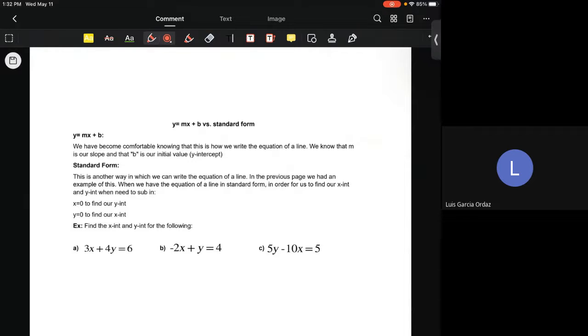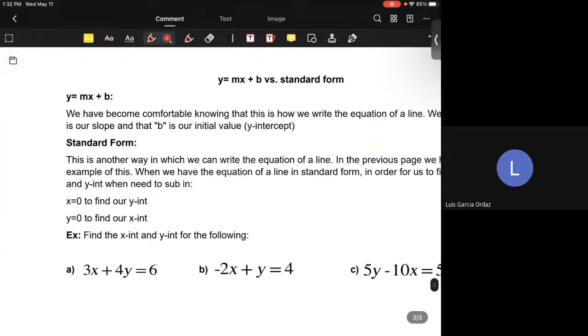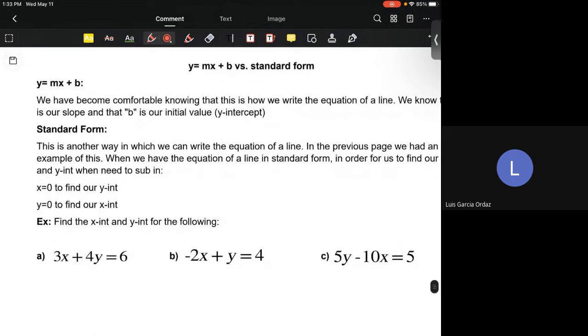Okay, so the next one, guys. So last part, and that's it. So we've seen some of our equations in y is equal to mx plus b, but when we have it in this form where all the variables are to one side, that is called standard form. So that's basically not y is equal to mx plus b.